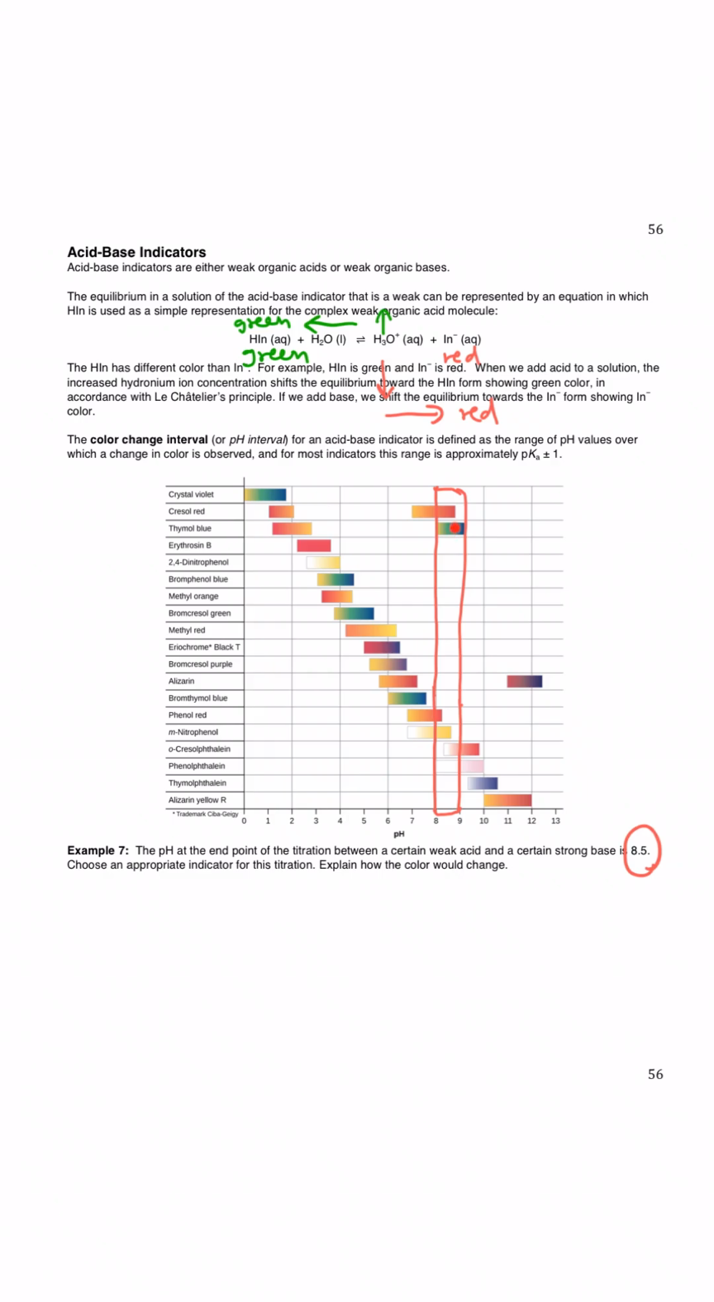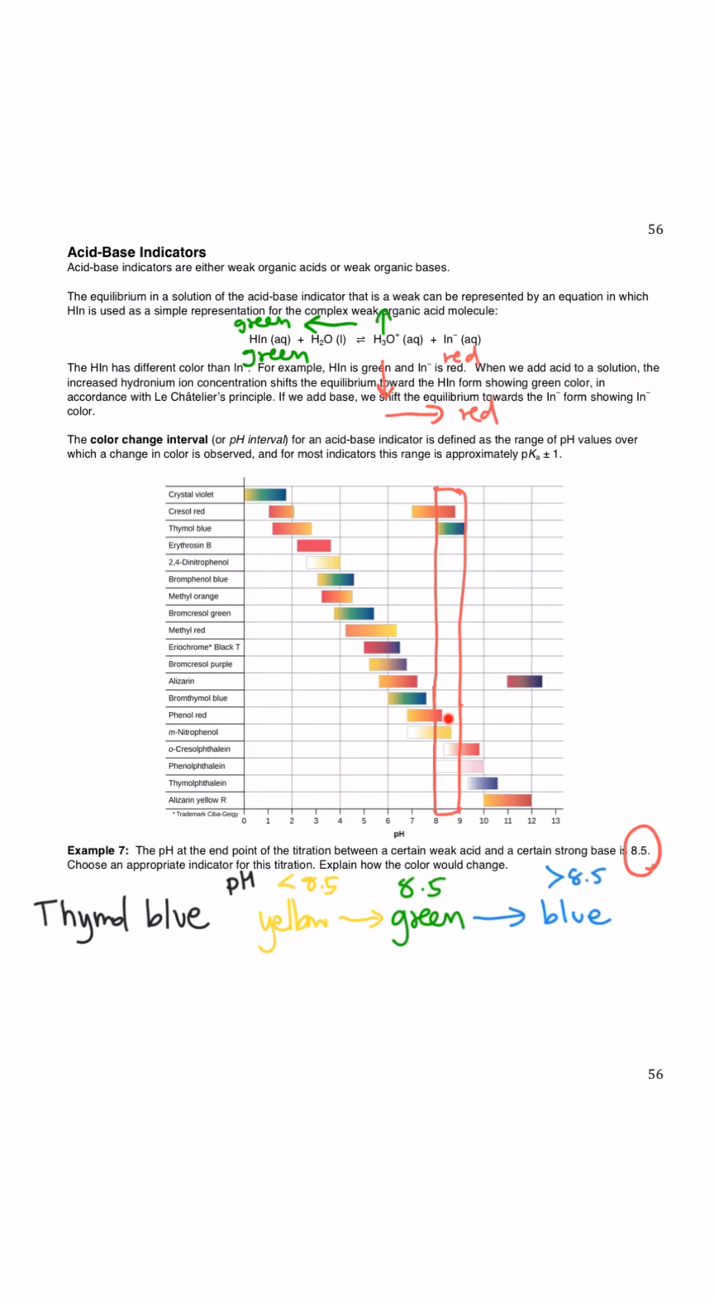Now the second option for the indicator is thymol blue. Thymol blue, in an acidic solution, is going to appear yellow. When it's basic, it's going to appear blue. And you will see that this color change will happen around 8.5. Therefore, when you have an acidic solution, it's going to be yellow up until it reaches 8.5. Then the color will change to green, and beyond the equivalence point, it will change to blue. So this would be a good choice of indicator for this titration.